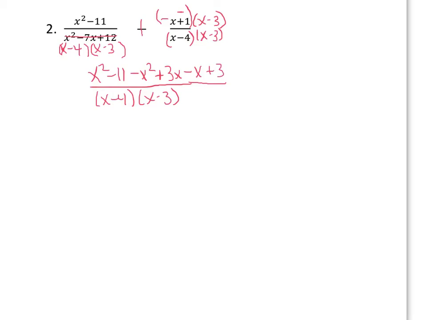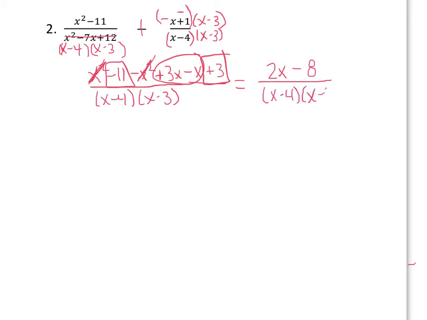Now let's go ahead and combine our like terms on top. We have x squared minus x squared, which is going to give us 0x squareds, so those are going to go away. Then I have 3x minus x, which is going to give me 2x, and then negative 11 plus 3 is going to give me minus 8. And that's going to be all over the denominator, x minus 4 and x minus 3.